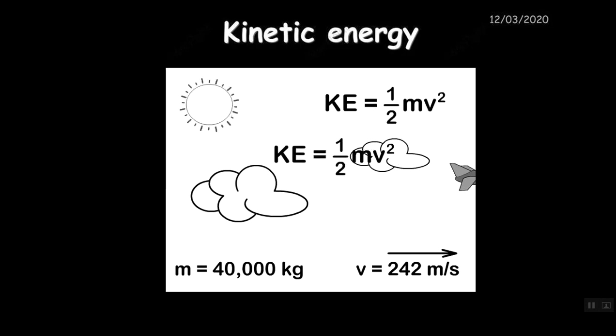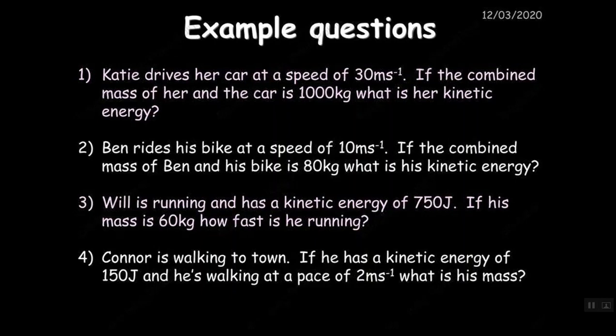Okay, so we use scientific notation there just because it's such a big number. So let's look at a few easy examples. Remember the formula is half the mass in kilograms times the velocity in meters per second squared. Katie drives a car at a speed of 30 meters per second. If the combined mass of her and the car is 1,000 kilograms, what is her kinetic energy? So half the 1,000 times 30 squared gives me 450,000 joules.